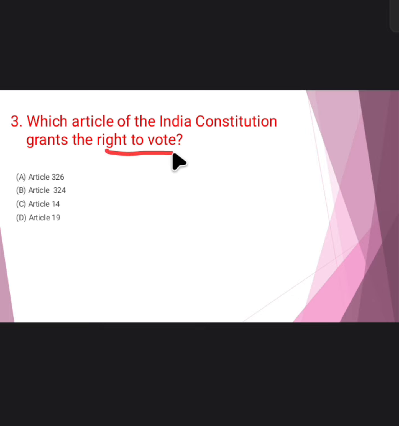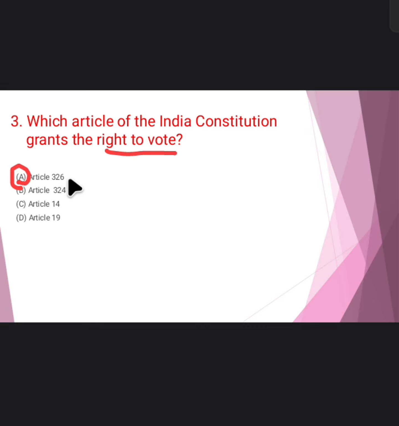Which article of the Indian Constitution is talking about the right to vote? This is a question. The options were Article 326, Article 324, Article 14 and Article 19. The correct answer for this question is Article 326. Article 326 talks about the right to vote.